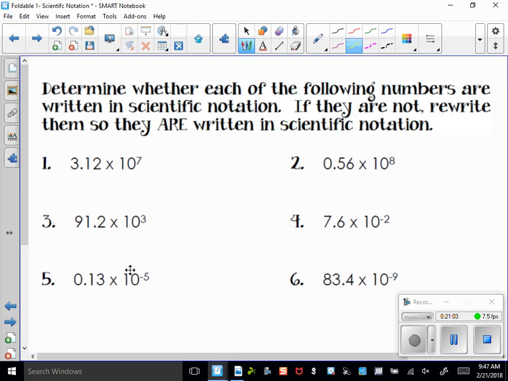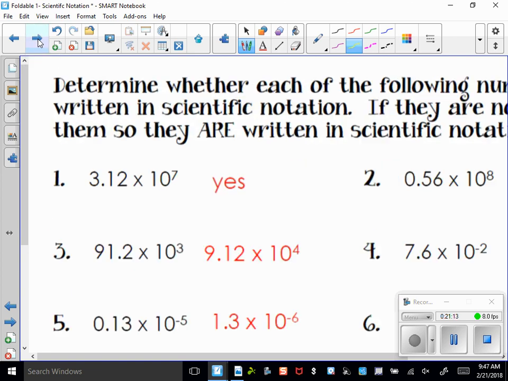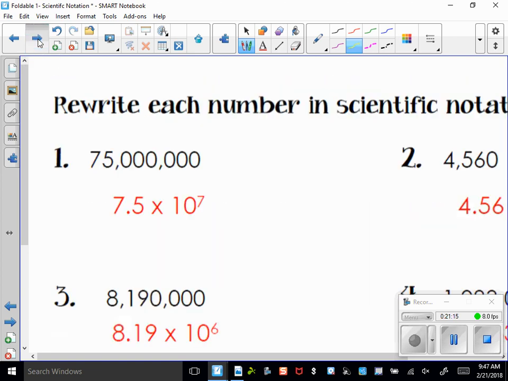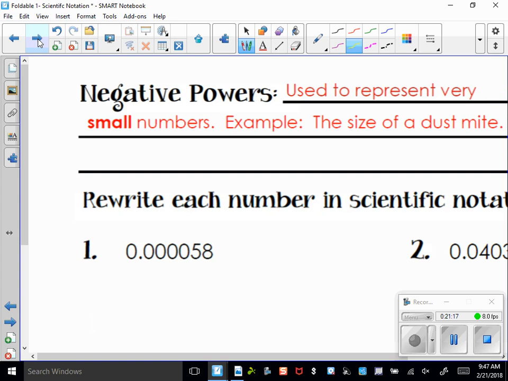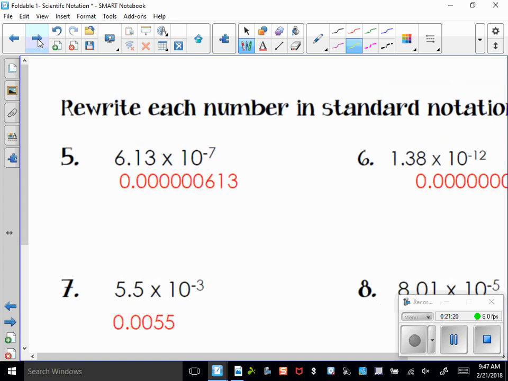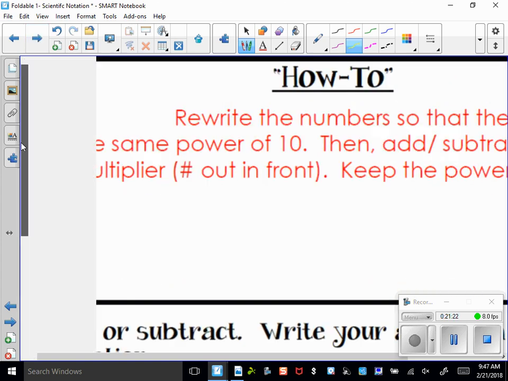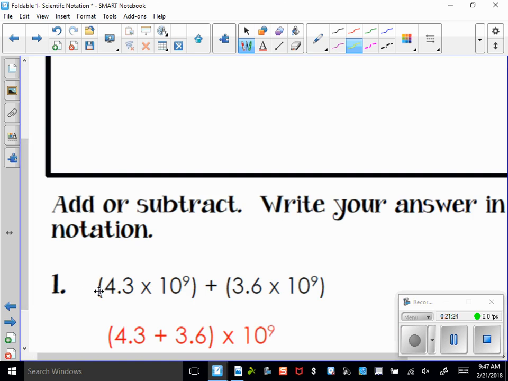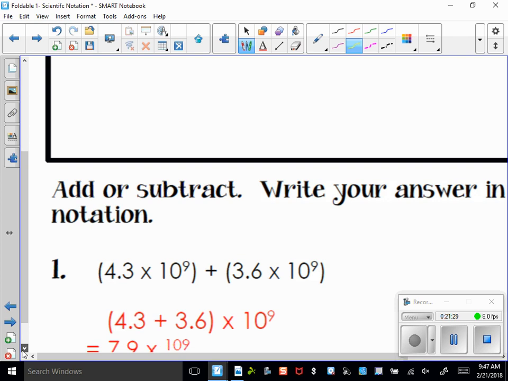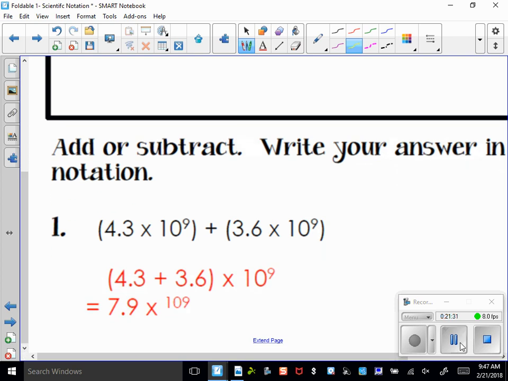Okay, so I'm not going to do all of these because that's something you can just do on your own. Like I said, it's just a good practice for you. So I'm going to move along in your foldable to adding and subtracting. So I want you to go through your foldable and look for this problem with adding and subtracting. This one right here. So find this problem right here. Okay, it is in your foldable. Just look for it.